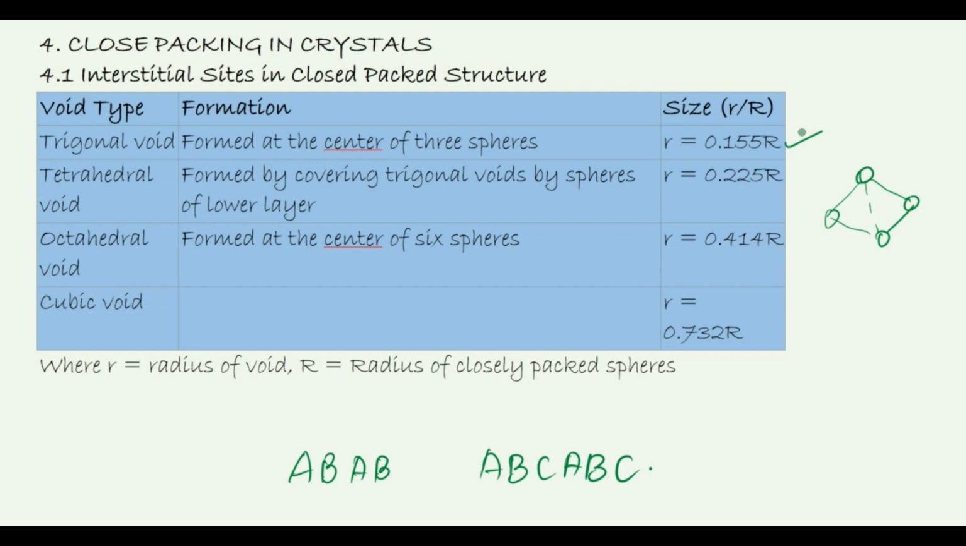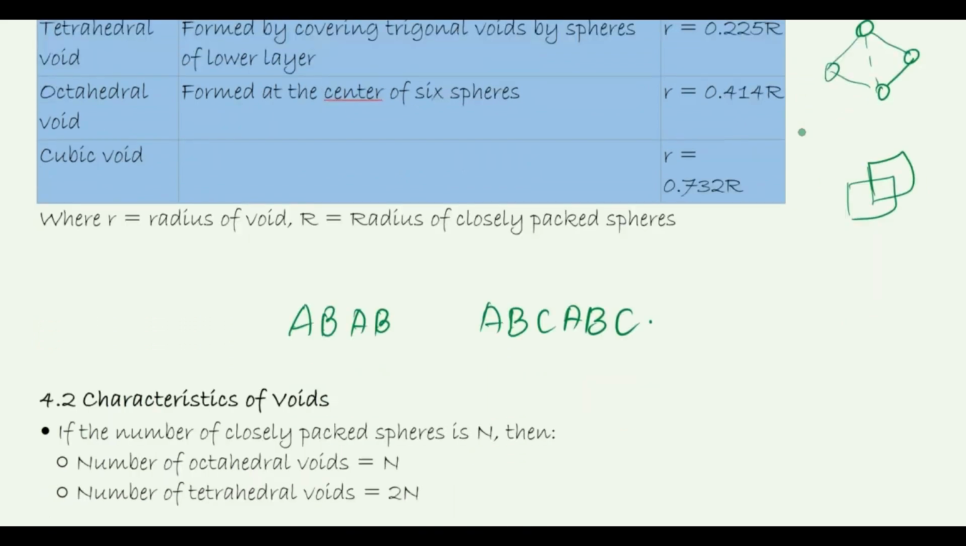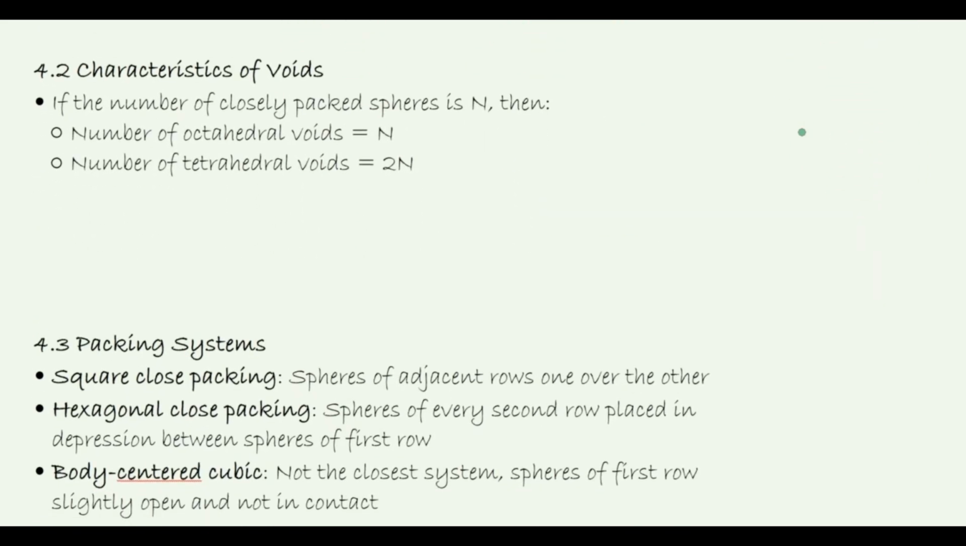Okay, and finally the cubic void that we know, and r is equal to 0.732 R. Okay, so what are the characteristics of these voids? The question can be asked from this part. We are going to solve the questions at the end of the session also. People who know the chapter don't need to revise, just get into the questions and solve them.